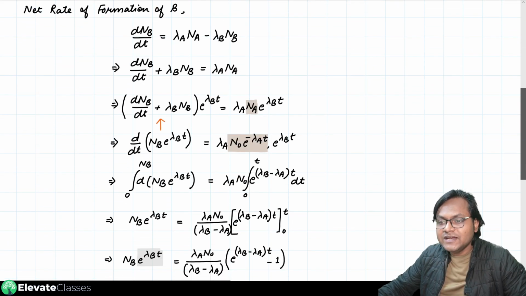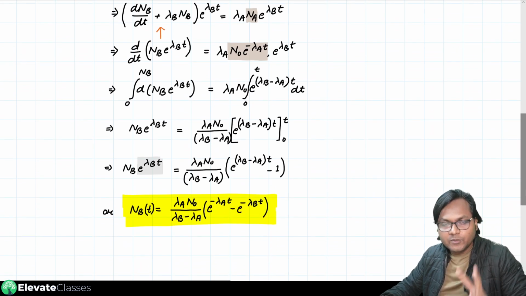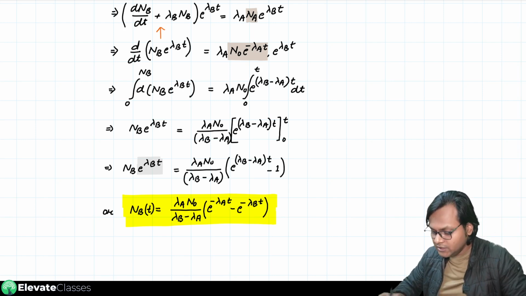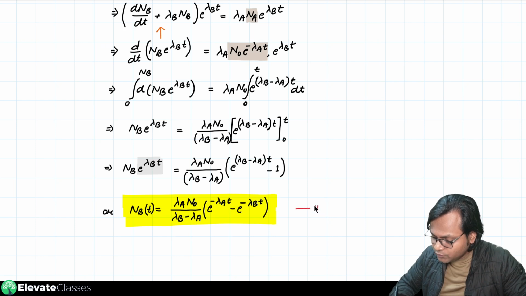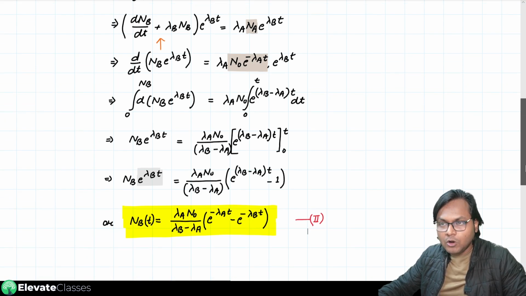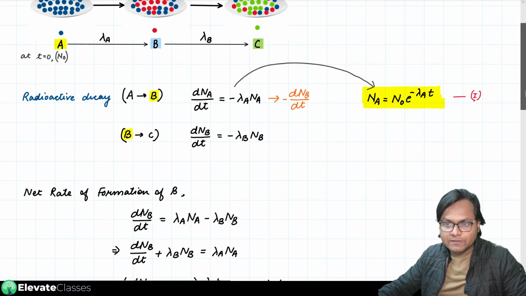The second expression is a little bit complex because not only is the intermediate daughter nuclei being formed, but it is also decaying further. So as a combination of both of these things, this is the expression for the intermediate radioactive nuclei at any given point in time. Now I can further use this to obtain the radioactive nuclei C at any given point in time.